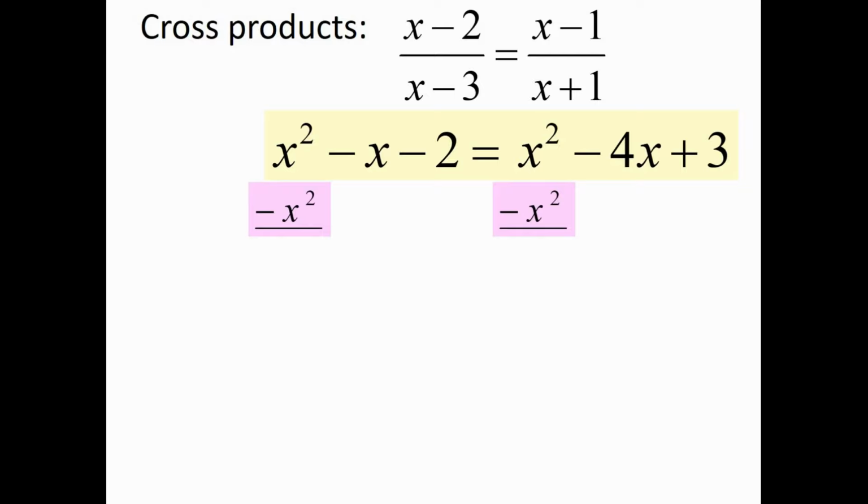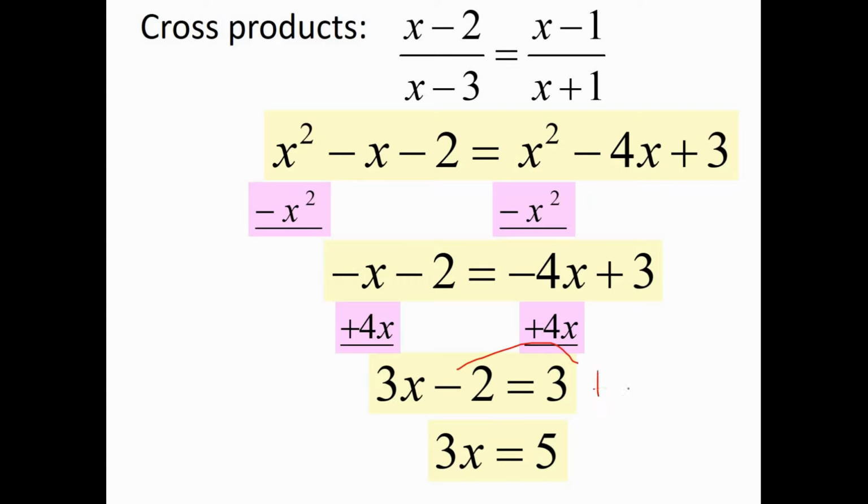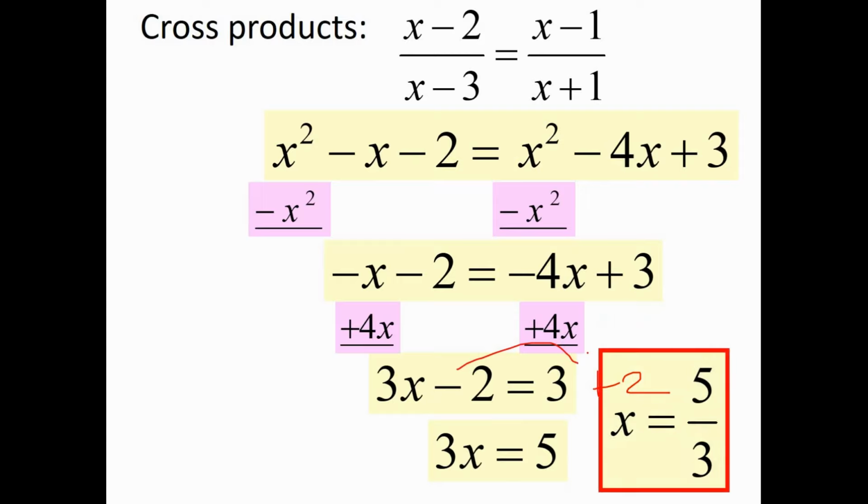Dideduct mo yung x squared. Matitira si negative x minus 2 tsaka si negative 4x plus 3. Ilipat mo si 4x. Ang matitira is 3x minus 2 is equal to 3. Ilipat mo ngayon si negative 2 sa kabilang side para maging plus 2. Transpose. So, magiging 3x is equal to 5. And then, divide both sides by 3. So, x is 5 over 3.